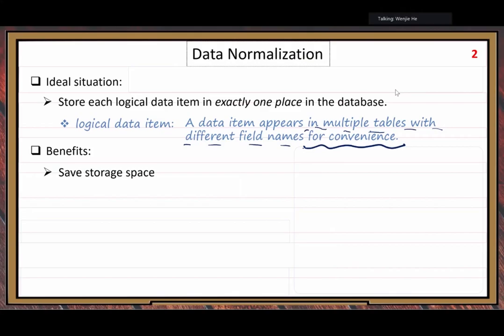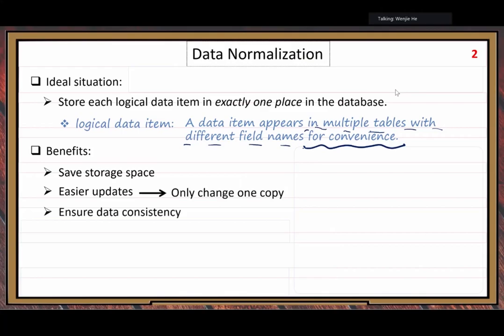The benefits of normalization: save storage space, easier updates, since there is only one copy. You update one copy and don't worry about the data inconsistency problem. And it ensures data consistency. That's very easy.